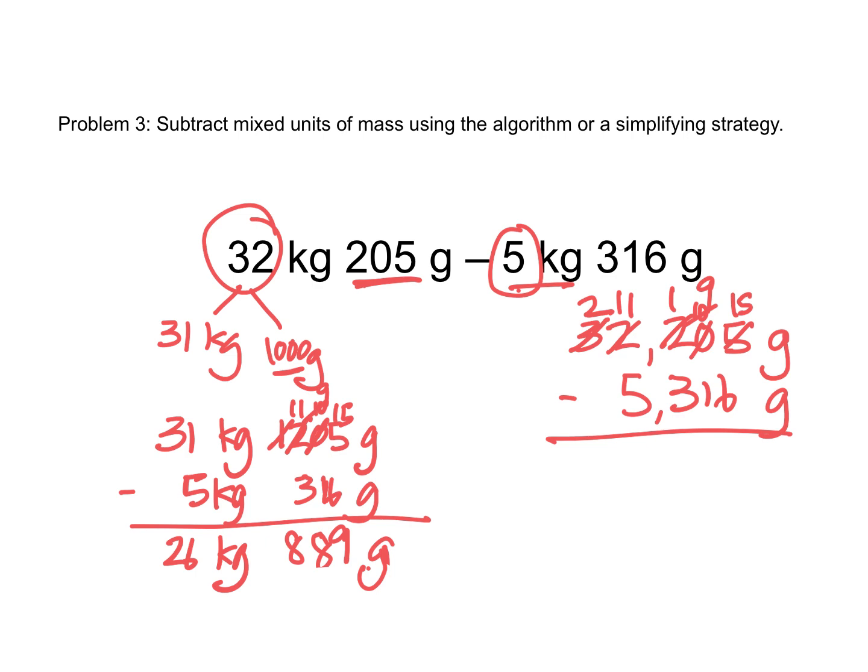All right, 15 minus 6 is 9. 9 minus 1 is 8. 11 minus 3 is 8. 11 minus 5 is 6. And 2 minus 0 is 2. 26,889 grams. And again, those two are equivalent. So that was another way that we could do that.